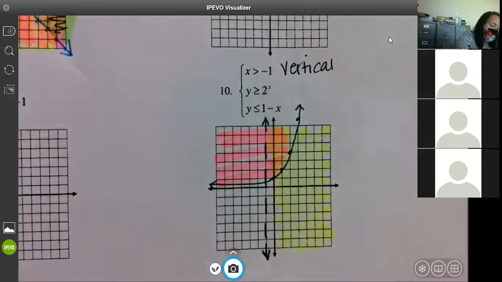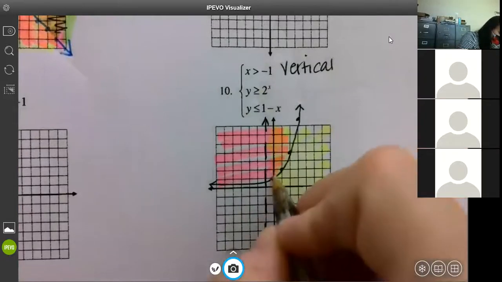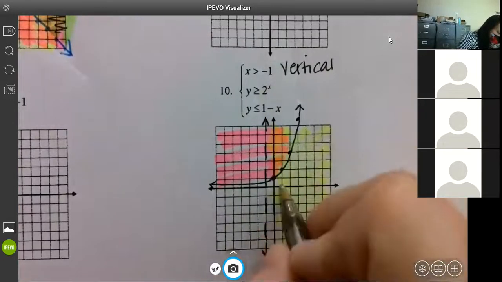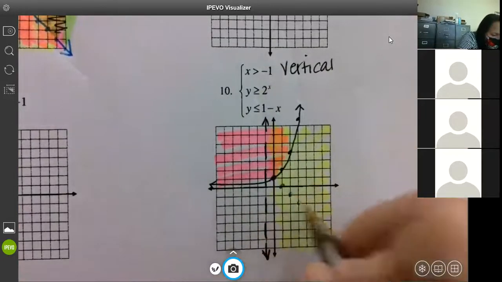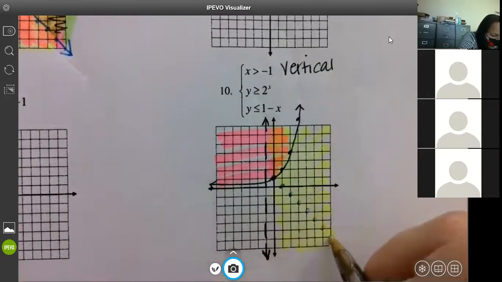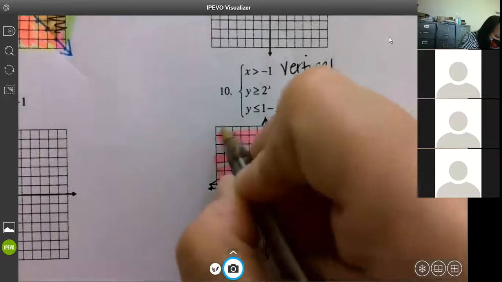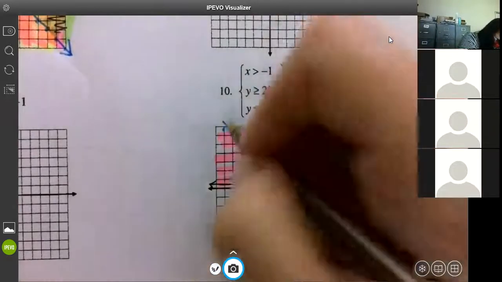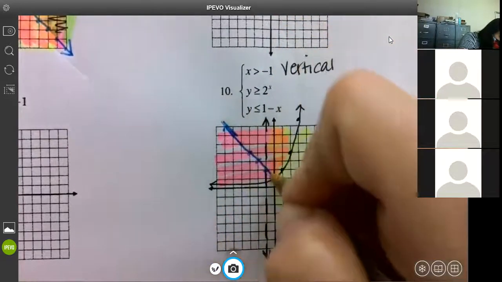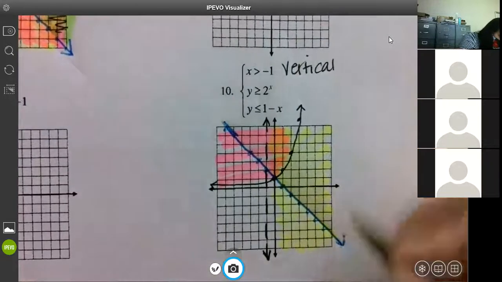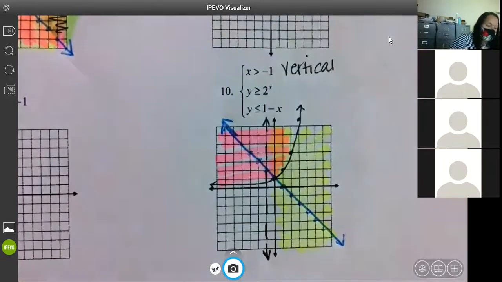Then we graph the other one. We start at 1. We already have a point there. And we go down 1 over 1. It is solid. Sorry, y'all, we're almost done.